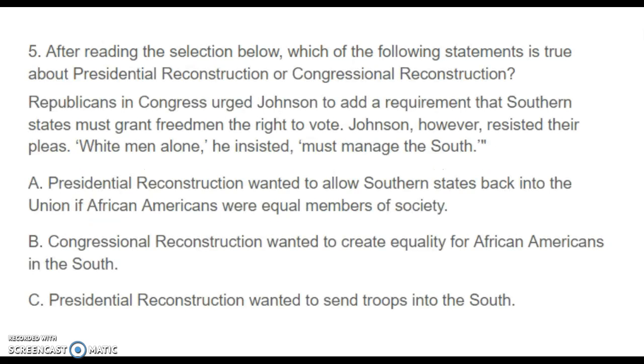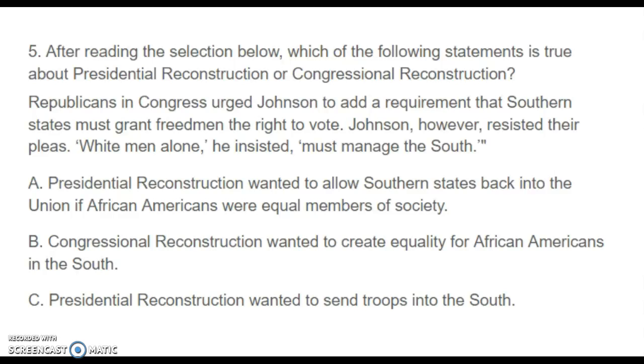Number 5. After reading the selection below, which of the following statements is true about presidential Reconstruction or congressional Reconstruction? Republicans in Congress urged Johnson to add a requirement that southern states must grant freedmen the right to vote. Johnson, however, resisted their pleas. White men alone, he insisted, must manage the South.